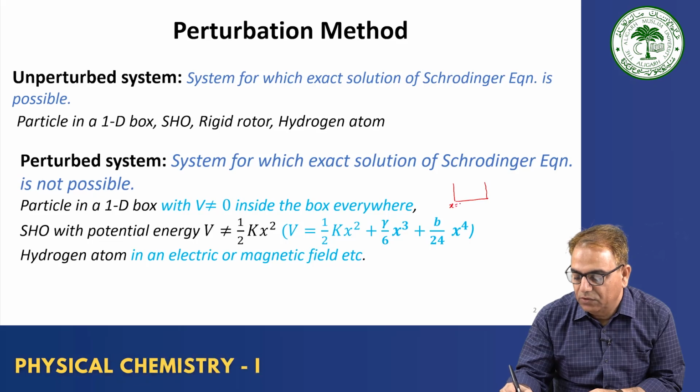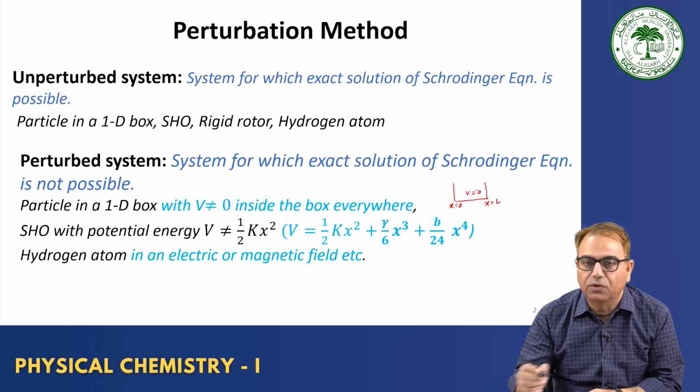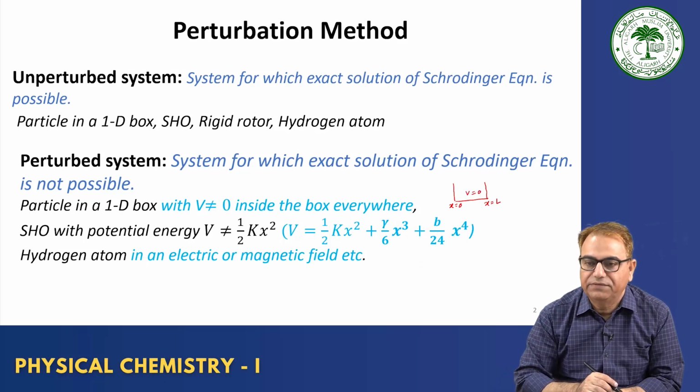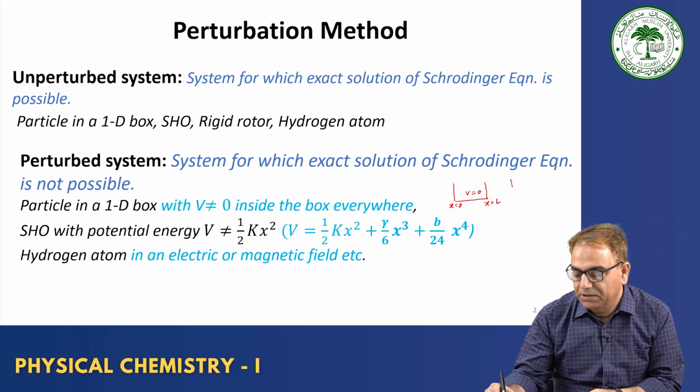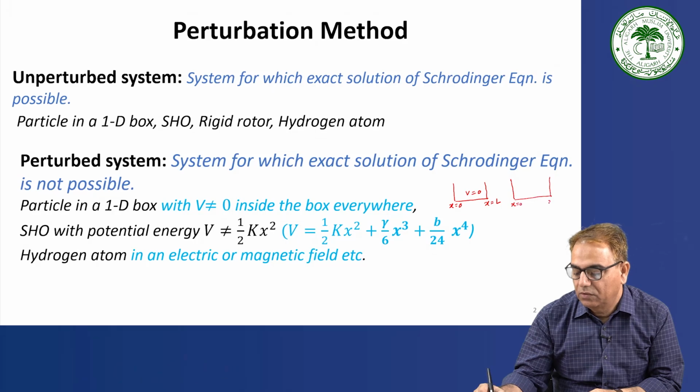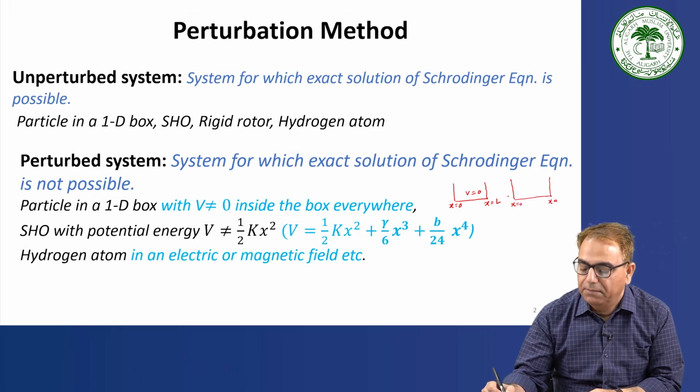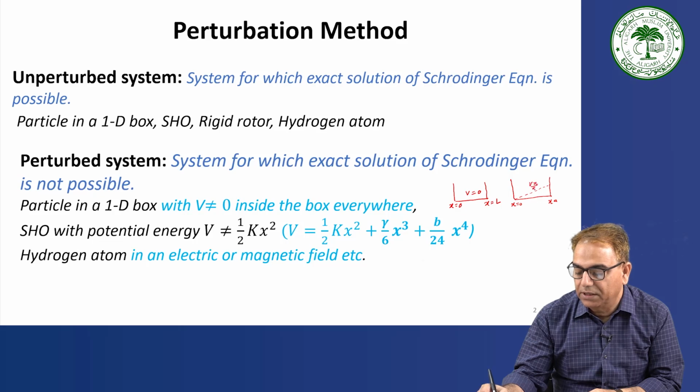X is equal to 0 to x is equal to L, and we say potential energy inside the box is 0. Now instead of this, if I say particle in a one-dimensional box which has the same dimension, x is equal to 0 to x is equal to a, but now the potential energy is not 0. As you go up from x is equal to 0 to x is equal to a, potential energy goes on rising and it becomes equal to Vx divided by a.